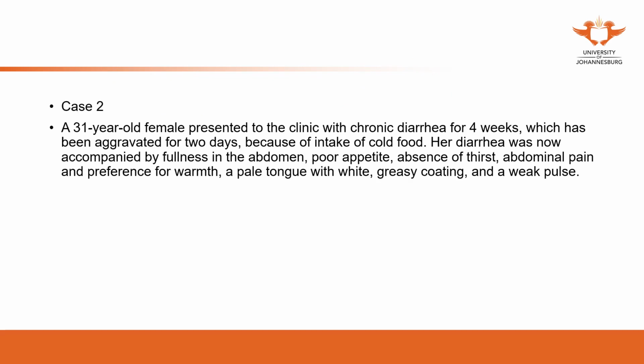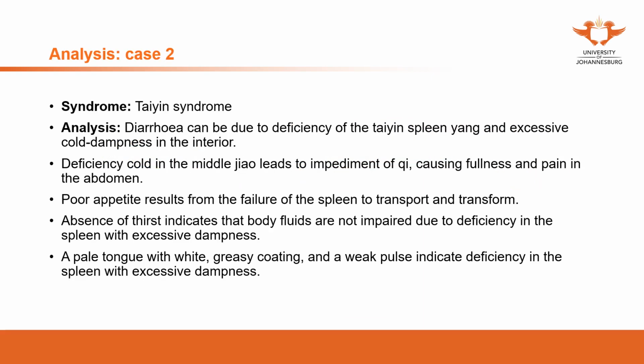The second patient, a 31-year-old female, chronic diarrhea for 4 weeks, aggravated by cold food, fullness of the abdomen, poor appetite, absence of thirst, abdominal pain, preference for warmth, pale tongue with white greasy coating, weak pulse. So this patient with diarrhea and pale tongue has a Taiyin syndrome due to the coldness, diarrhea. The spleen yang deficiency results in loose stool or even diarrhea.